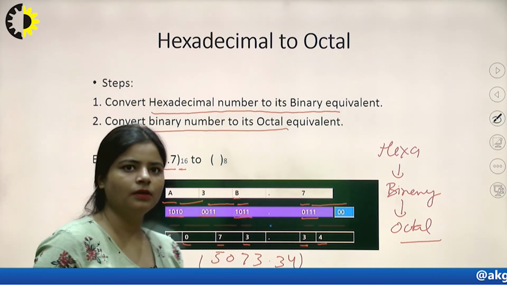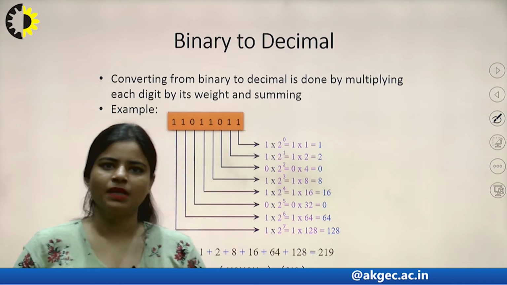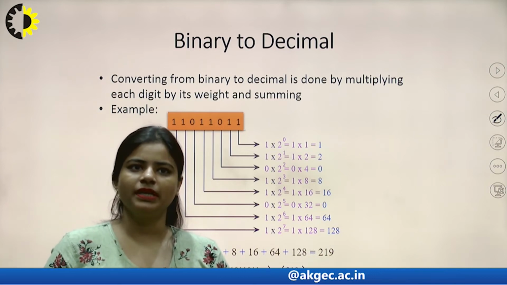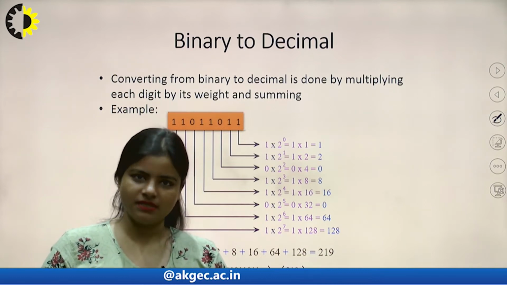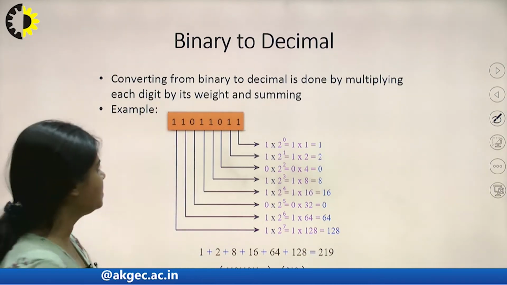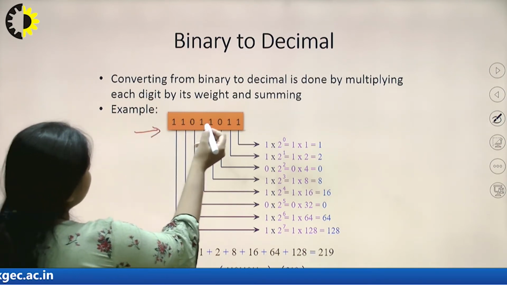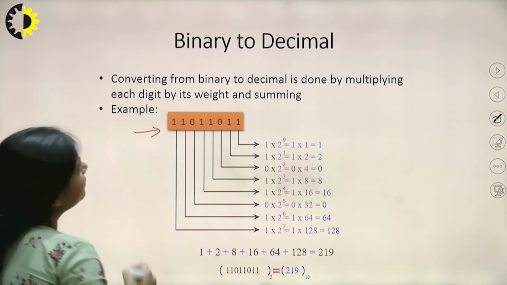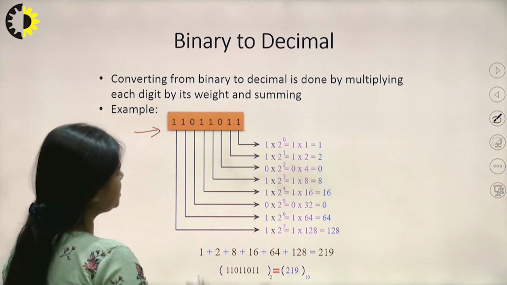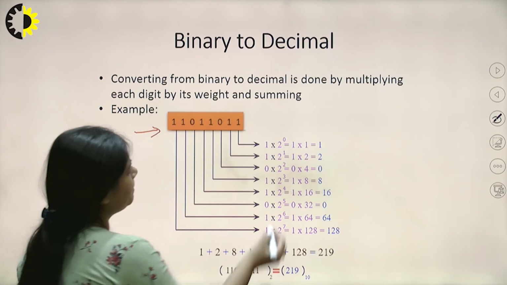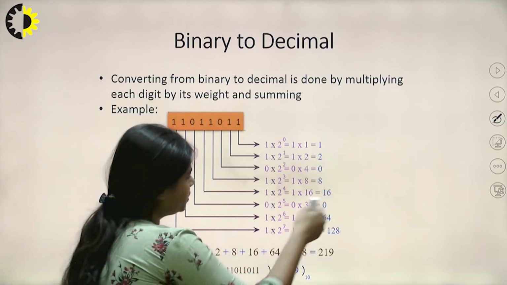Okay. So next we are going to convert the binary number to a decimal number. This process has some rules: converting from binary to decimal is done by multiplying each digit by its weight and summing. Let's see with this example. We are having the number 11011011. We have to convert it into decimal format. We will multiply each digit with the base and then add all the outputs in a final form.